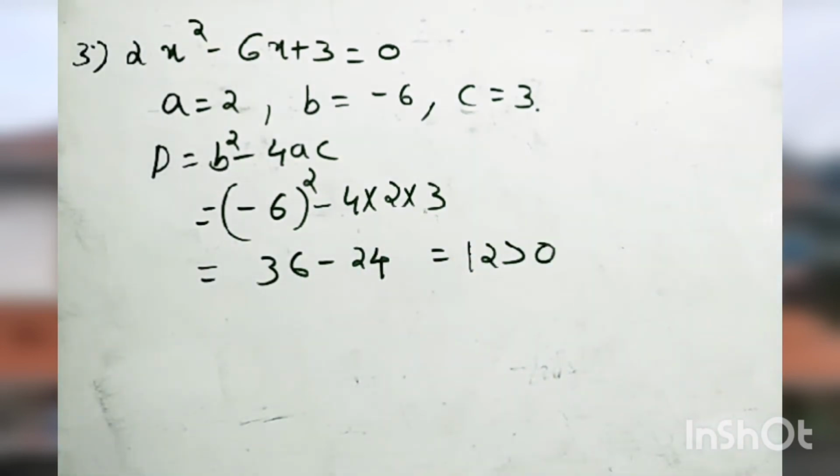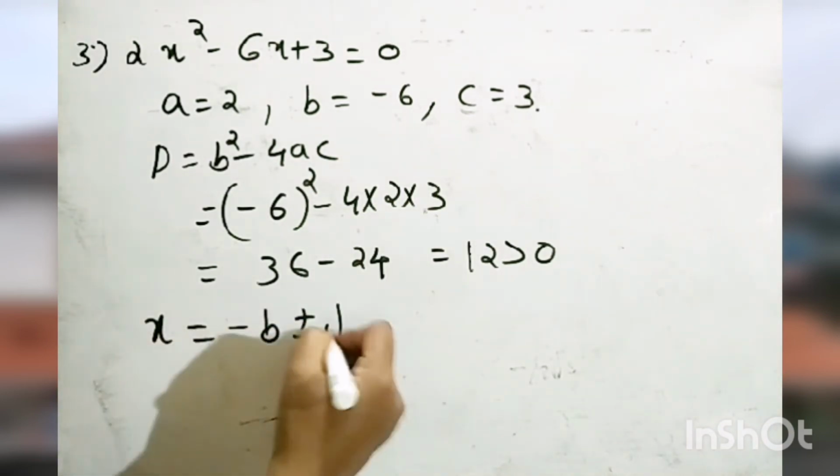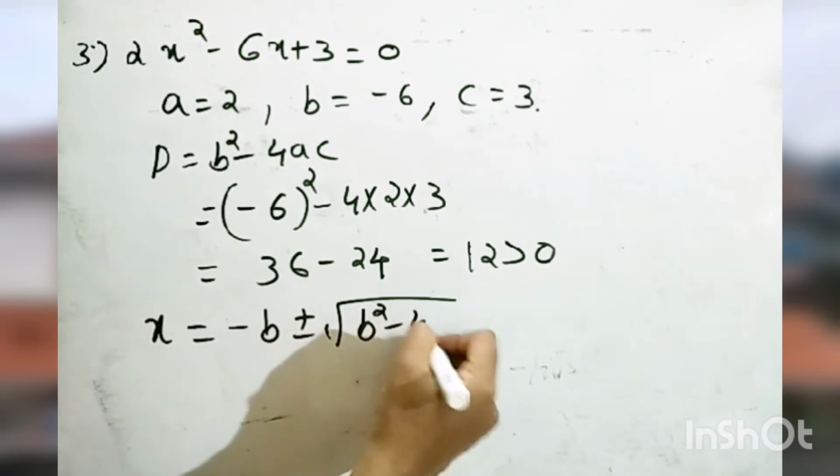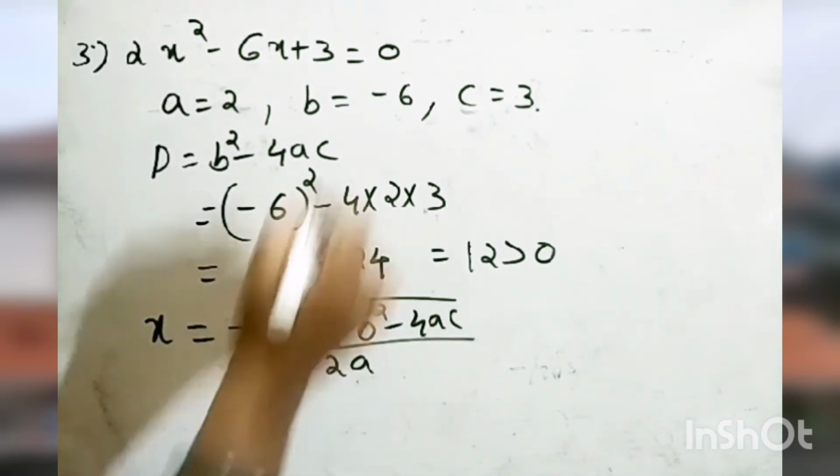So the conclusion is we will have distinct real roots, that is x is equal to minus b plus or minus square root of b square minus 4ac divided by 2a, that is equal to minus b.